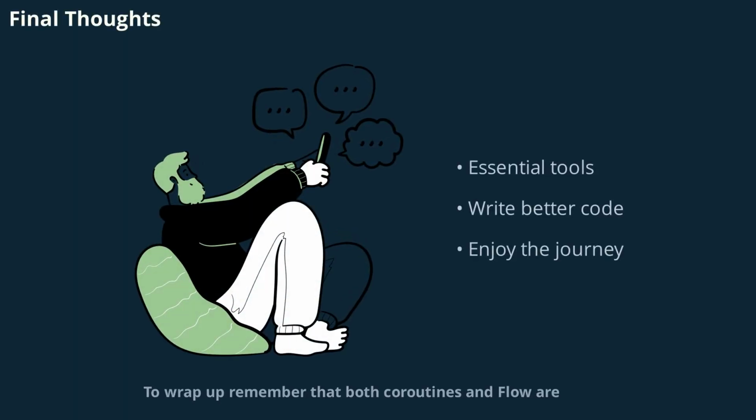To wrap up, remember that both coroutines and flow are essential tools in your Android development toolkit. By understanding their strengths and knowing when to use each, you'll write better code and build more robust applications. Keep practicing, stay updated, and enjoy your journey as a modern Android developer.